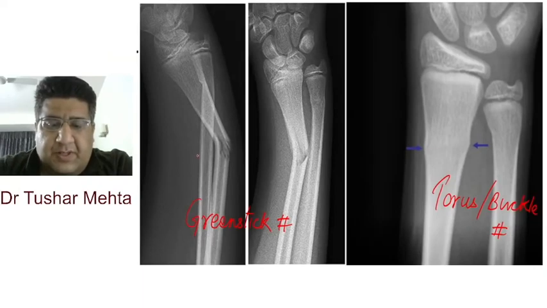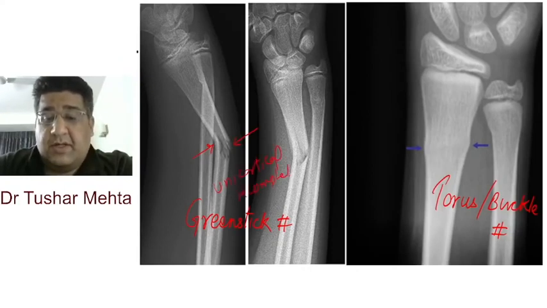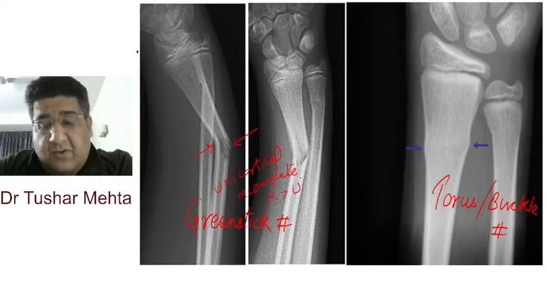Now the next thing is, I would like to express the same thing with the help of an X-ray. So you can see that there is a bend in one of the cortex, and you can see that there is a break in another cortex. So that makes it unicortical, that makes it incomplete. And you can see that radius is more commonly involved as compared to ulna.